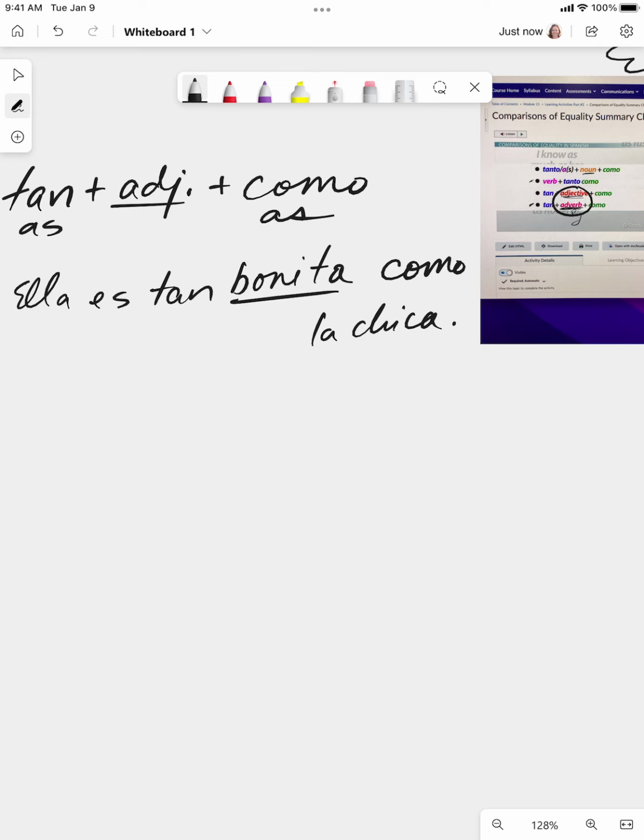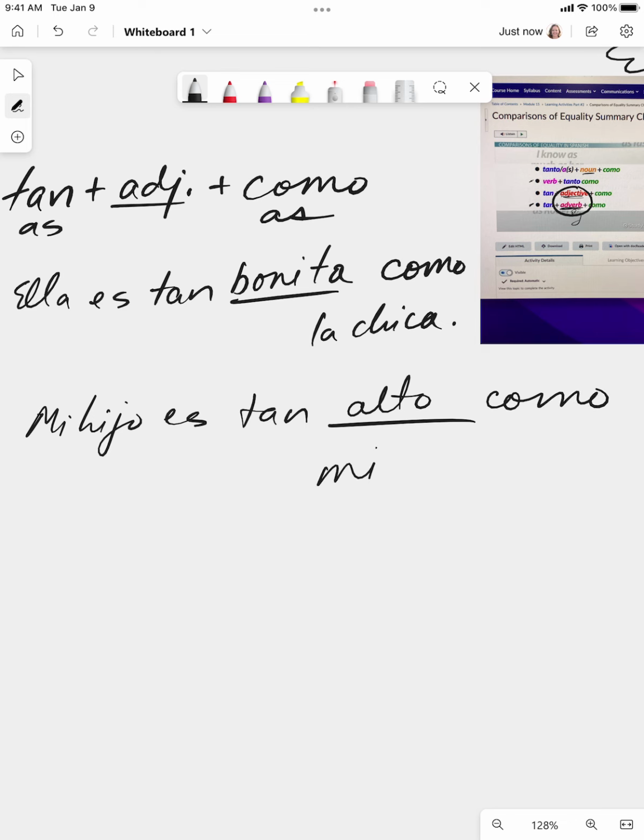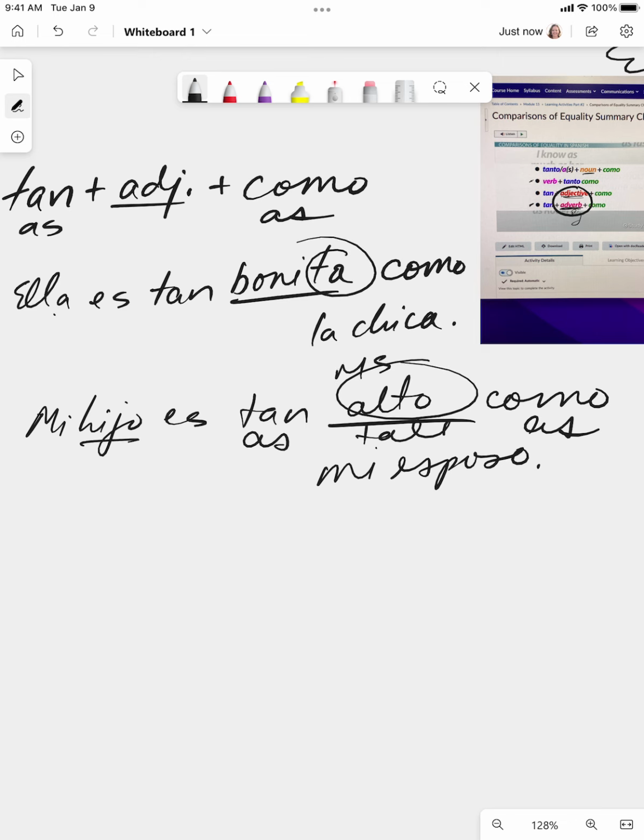All right, so let's say we want to compare a guy. He is as tall as, let's say, my son, mi hijo, es tan, what's tall? Alto. Como mi esposo. So my son is as tall as mi esposo. Okay, so here it's male and singular because I'm talking about my son. Here it's female singular because I'm talking about ella.